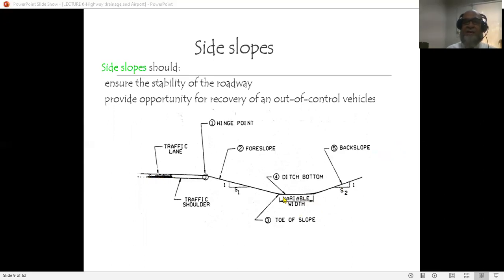This width is variable, and it's very important. The more the width, obviously, the more water it can take, but at the same time, it may not be economical. Sometimes if you don't have much rainfall, this width can be small. But for areas where higher rainfall is expected, this can be quite wide.